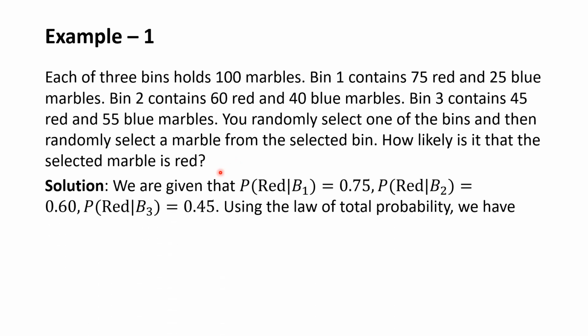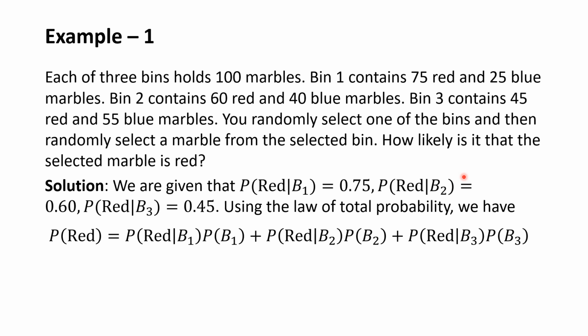Okay, so let's look at the answer. The first thing is just to write down the probabilities here. If we picked bin 1, then the probability of red, since there's 75 out of 100, would be 0.75. And for bin 2, the probability of red would be 0.6, since there's 60 out of 100. And then similarly for bin 3, if you've picked this bin, the probability of getting a red is 0.45.